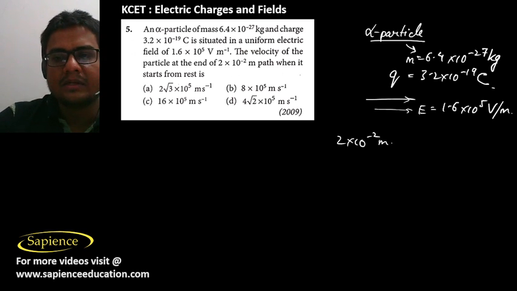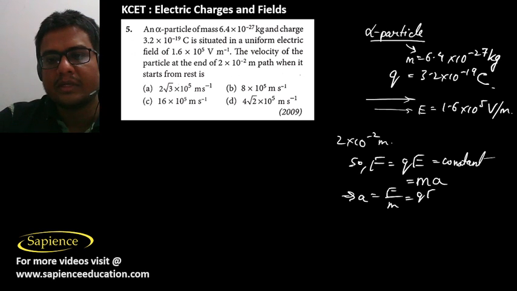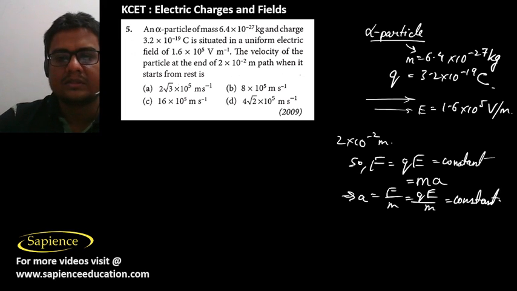Here the electric field is constant, so I can say the electric force, that is q into E, is also constant. When force is constant, it means that the acceleration is also constant. Force equal to mass into acceleration, so acceleration is F by m, that is equal to qE by m, which is also constant. So when there is constant acceleration, we can apply the equations of motion under uniformly accelerated motion.